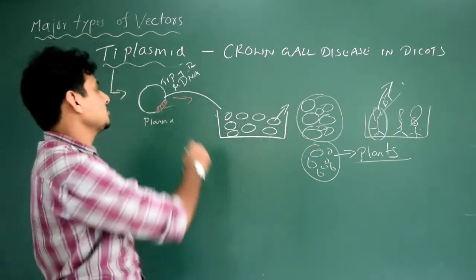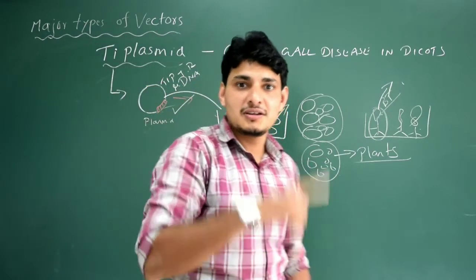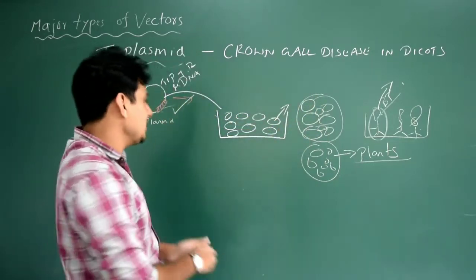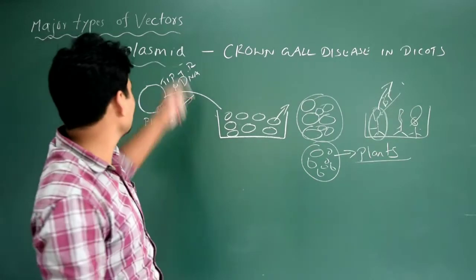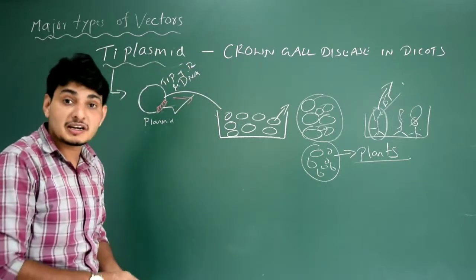So this is the technology. I am just using Ti plasmid because it has the capacity to induce tumor. Here I am not harming the plants. I am just increasing the number of cells. At the same time, I have inserted a gene into this plasmid. Done. So this is actually about Ti plasmid. Crown gall disease in dicots. Note this one, Agrobacterium tumefaciens.